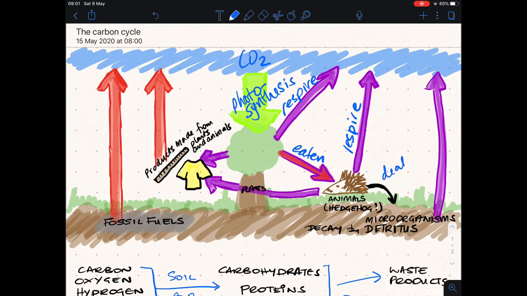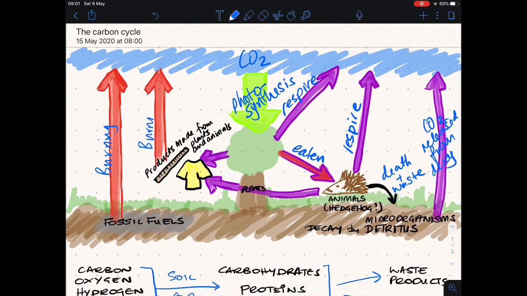And when plants and algae and animals die, other animals called detritus feeders and microorganisms feed on their remains. When these organisms respire, carbon dioxide is returned to the atmosphere. Animals also produce waste that is broken down by detritus feeders and microorganisms. The combustion or burning of wood and fossil fuels also releases carbon dioxide back into the air.